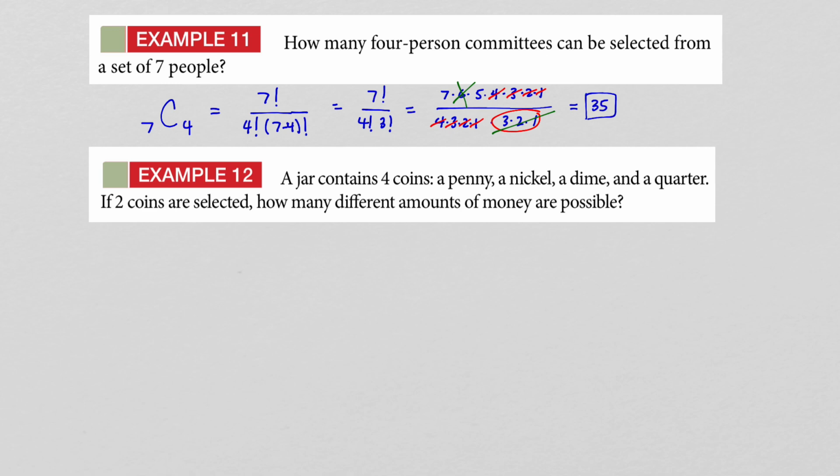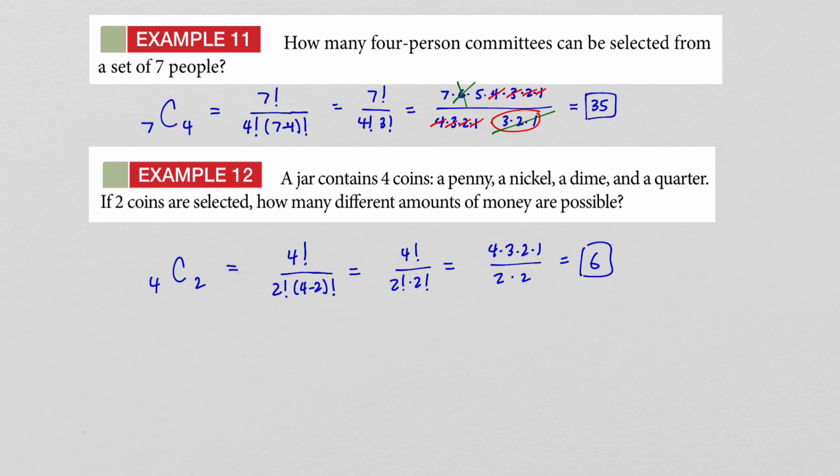And for our final example, a jar contains 4 coins: a penny, a nickel, a dime, and a quarter. If 2 coins are selected, how many different amounts of money are possible? Well, that's the same as basically just asking how many different ways can you select 2 of these coins. So this will be a combination of 4 objects, choosing 2 of them, which is 4 factorial divided by 2 factorial times 4 minus 2 factorial, which is 4 factorial divided by 2 factorial times 2 factorial, which is 4 times 3 times 2 times 1, divided by 2 times 2. And if you do the math here, you are going to get 6. And that concludes this video lesson.